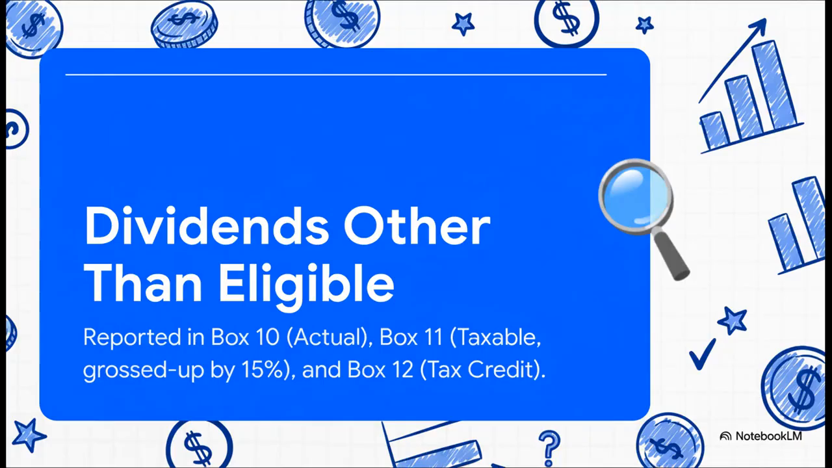All right, first up, we have what we call dividends other than eligible, or what most of us just call non-eligible dividends. These usually come from smaller, private Canadian corporations. Now, it's not as simple as just one number. You've got three boxes to deal with. Box 10, that's the easy one. It's the actual cash that landed in the person's bank account. But then you get to box 11. This is the taxable amount, and it's grossed up by 15%. So what does that mean? The government basically inflates the number for tax purposes to account for the fact the corporation paid a lower tax rate. Then, to balance it out, box 12 gives you a dividend tax credit. It's a bit of a dance, but there is a logic to it.